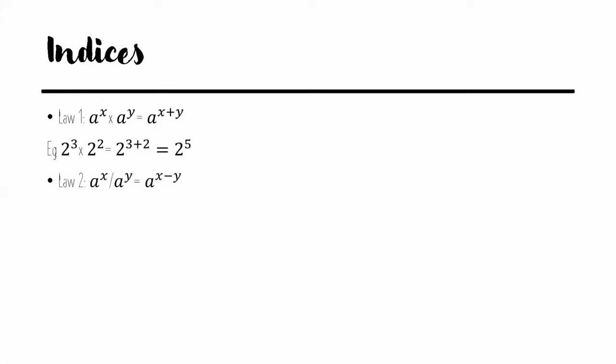The second law states that when you divide two values with the same base but different indices, you subtract the indices. So it's a to the power x minus y. For example, you have 2 to the power 3 divided by 2 to the power 2. You'll get 2 to the power 3 minus 2, which is 2 to the power 1, or it can simply be written as 2.